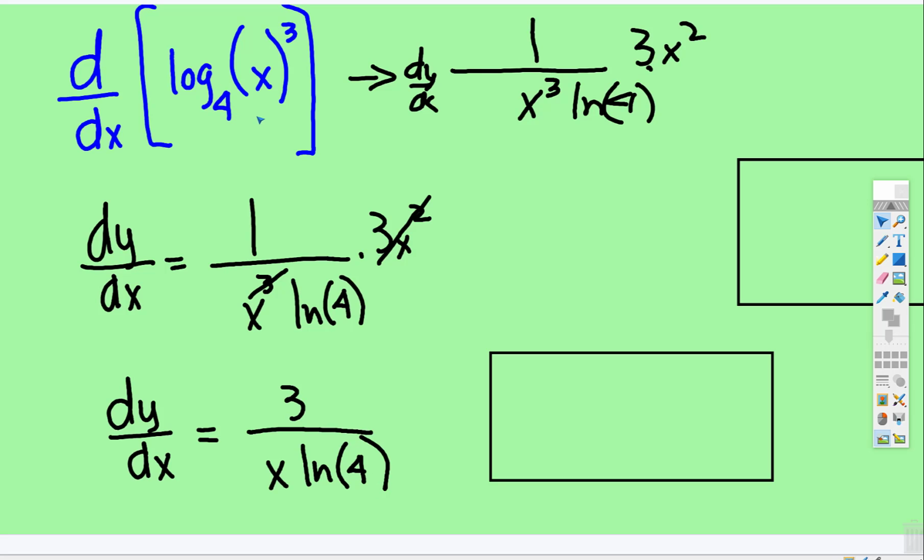All right, that's it for the derivative rules for log and natural log.